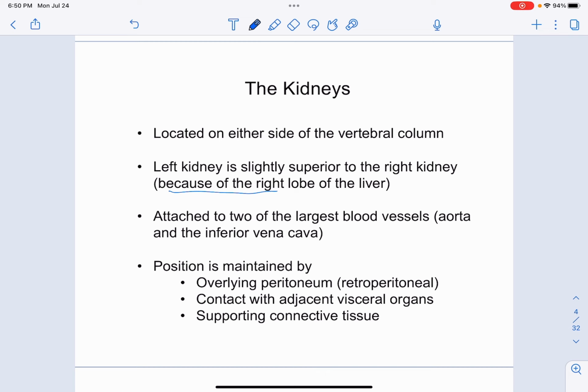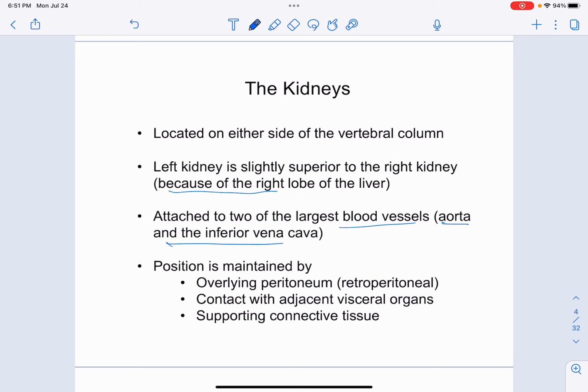Attached to the kidneys are two of the largest blood vessels. We've already worked through these named vessels, but the aorta and the inferior vena cava are attached to the kidneys, because the kidneys are going to receive a tremendous amount of blood so that we can filter all of that waste out of the blood.